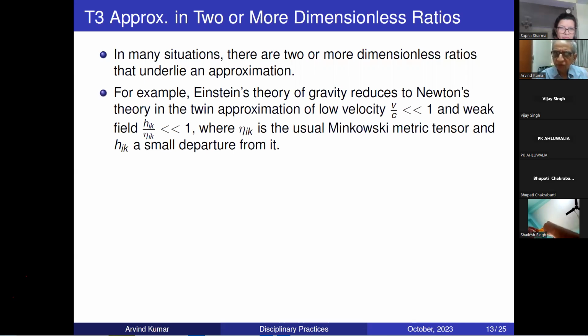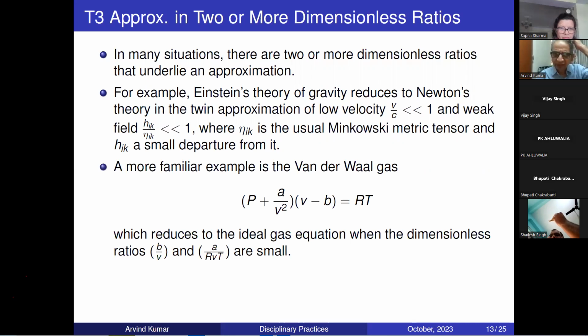So g_ik, the usual metric tensor, is eta_ik plus h_ik, and h_ik is small compared to eta_ik, in the notation of the metric tensor. But this is a little advanced, and a more familiar example is the van der Waals equation, which appears in all undergraduate physics. Here, of course, we should not say that when a and b are small, it reduces to the ideal gas equation; that's meaningless. We must identify the ratios that are small: b by V is small, and a by RVT. You have to properly work it out.